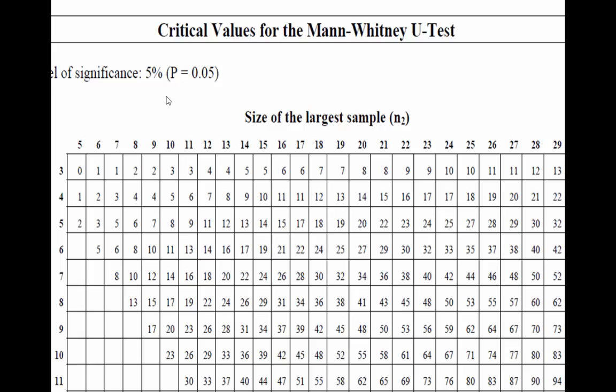In this case, we want to look at what the size of the largest sample is. So for our example here, our largest group has a total number of 6 pain scores, so we would go to 6 on the top here, and then our other group has 5 pain scores in it, so we kind of go across here and we get 3 as our critical U value.